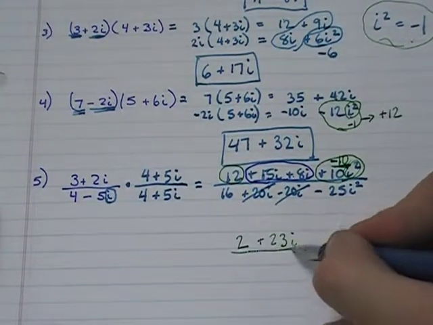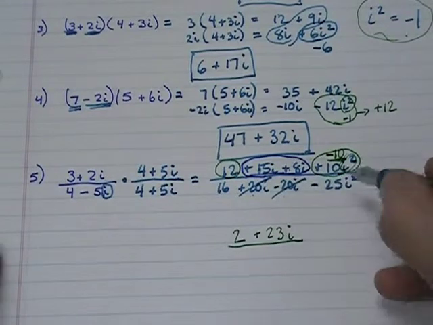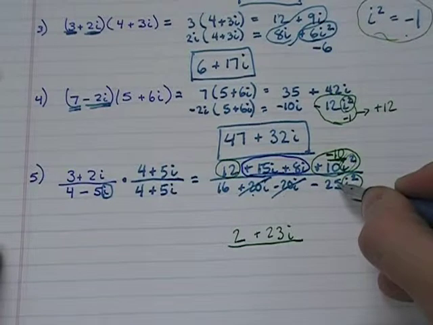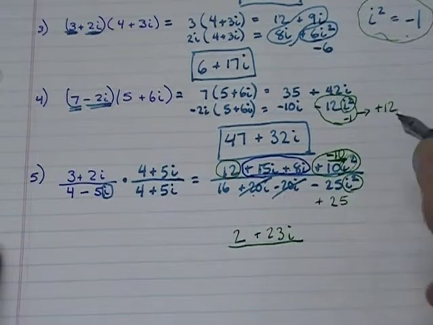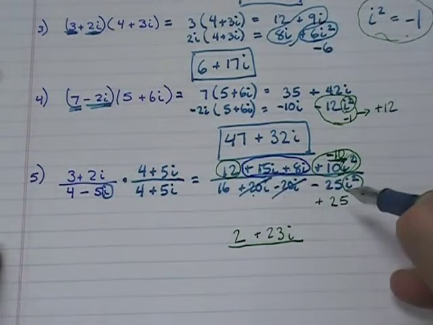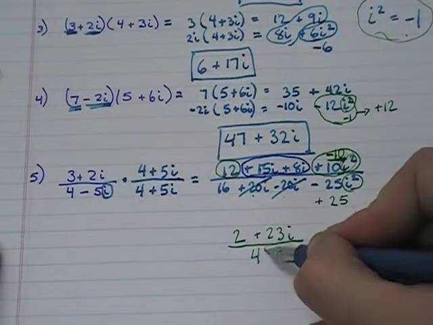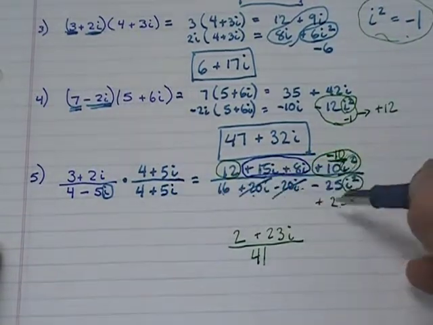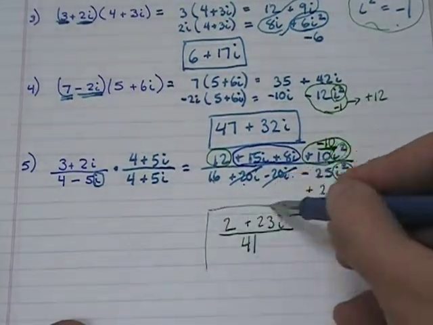Now go to the bottom. 20i minus 20i cancels. Remember, this i squared is negative 1. So what is negative 25 times negative 1? Well, it's positive 25. What is 16 plus 25? The answer, 41. And since these cancel and these add up to 41, ta-da, you're done. And that would be your answer.